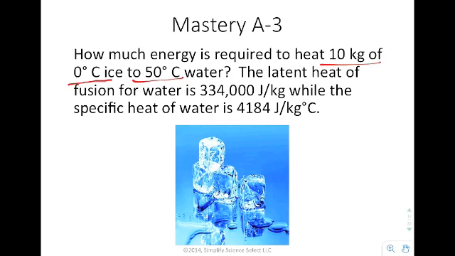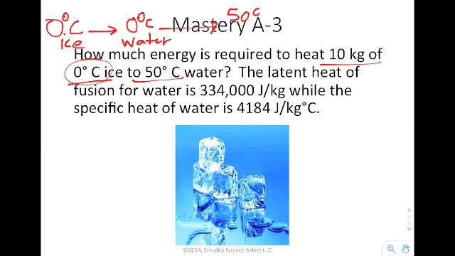The first thing I want to look at is that I'm at 0 C ice. The first thing I can do is change phase, because at 0 degrees Celsius is where it actually converts, and it can go to 0 degrees Celsius water. Then in a second step, I can go from 0 degrees Celsius water to 50 degrees Celsius water. So basically I have two steps here.